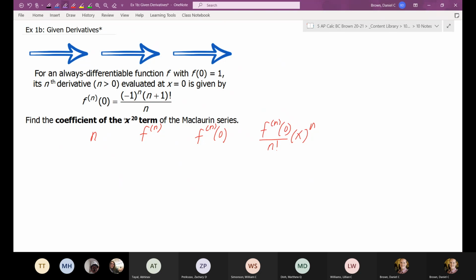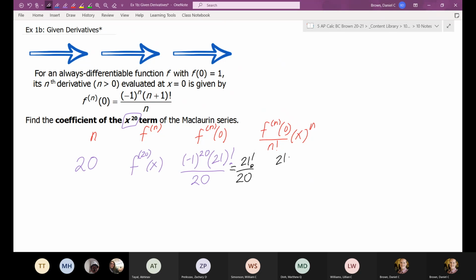If I'm trying to find the coefficient of the x to the 20th term, what are we going to use for our n? 20. So again, don't worry about doing 0 through 19. Just go ahead and stop at the 20th. That's going to be the 20th derivative of x. How can I find the 20th derivative of x? They gave me a formula. Plugging in 0, negative 1 to the 20th, 21 factorial over 20, and then plug that into the term formula. Everything always goes back to that term formula. That is going to simplify to just 21 factorial over 20.